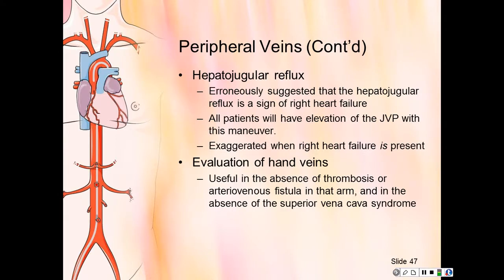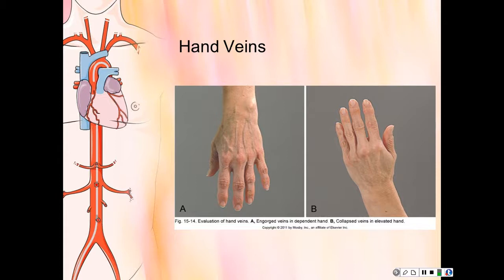Evaluation of the hand veins is useful in the absence of a thrombus or arteriovenous fistula in that arm, or the absence of a superior vena cava syndrome. So, like I said before, just drop your hand. You should see your veins engorge. Raise your hand over your head, and those same veins should collapse.